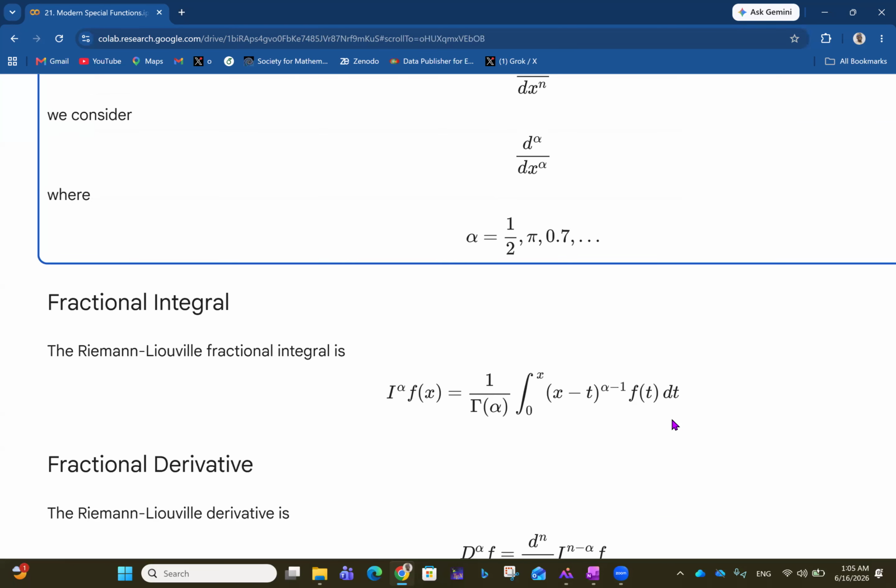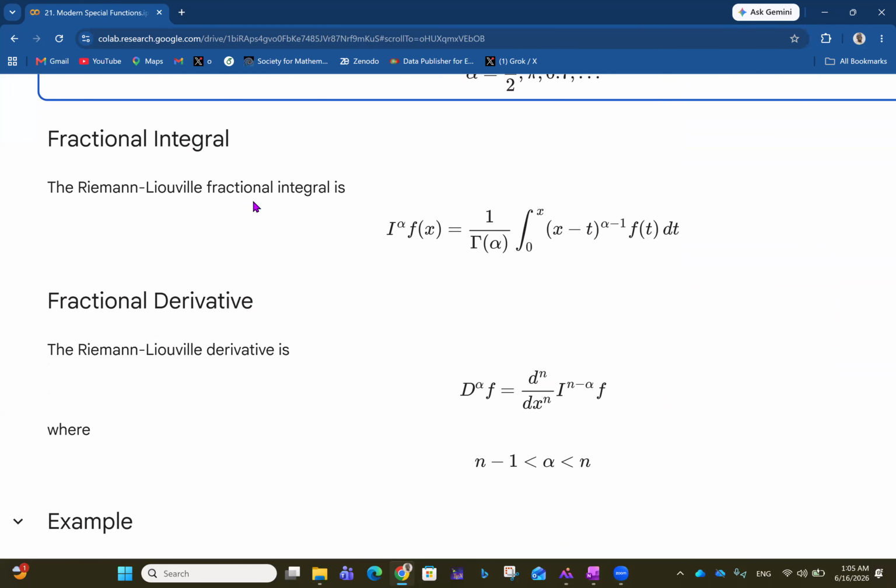So the fractional integral, the Riemann-Liouville fractional integral, is given as I raised to power alpha, that's I^alpha f of x, which is 1 over gamma alpha. So you see how special functions come into this. 1 over gamma alpha integral from 0 to x of (x minus t) raised to power alpha minus 1, f of t dt. Then we have the fractional derivative.